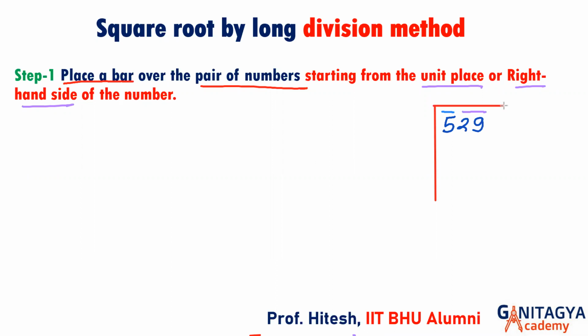So we will take the first number, which is 5. We will choose a number. This is the first step: place a bar over the pair of numbers starting from the unit place or right hand side of the number. So let me first clear this. This is step number 1. Write it down. Now we will go for step number 2.